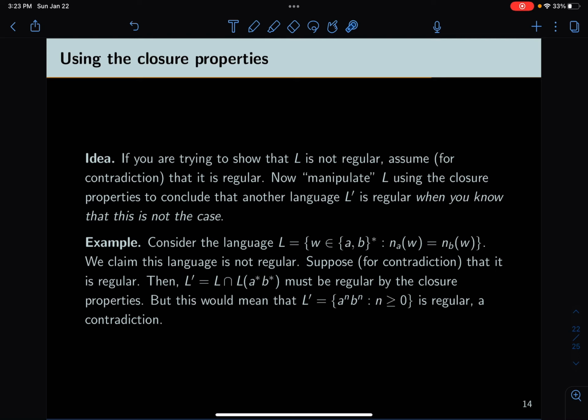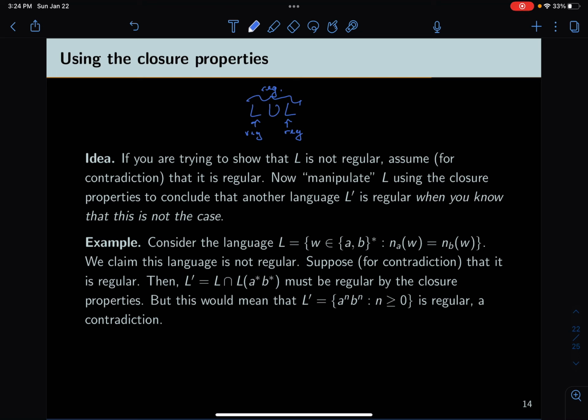Now, you're going to take this language L, which you've now assumed is regular, and manipulate it using operations you know regular languages are closed under. For instance, you can manipulate the language L with a complement, with a union, with an intersection, because for all of these operations, when you take some language L and union it with some language L prime, if both of these languages are regular, then the union will also be regular.